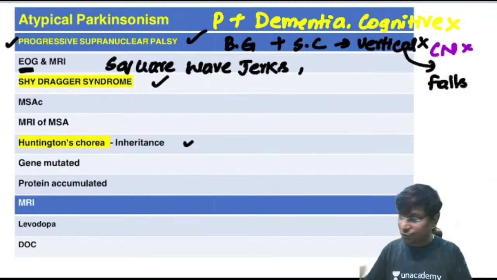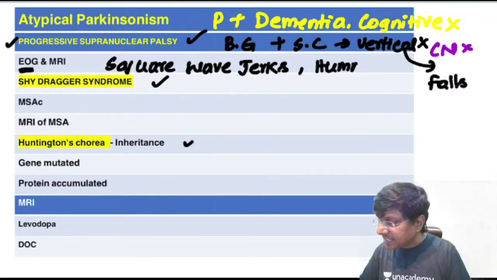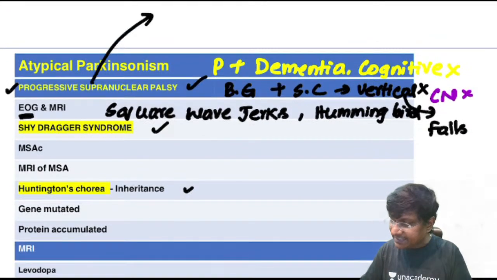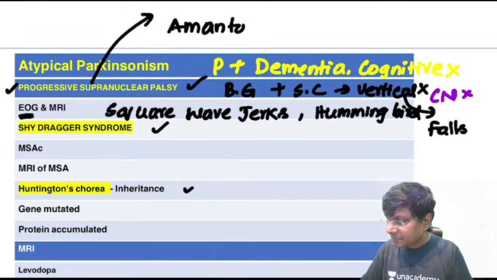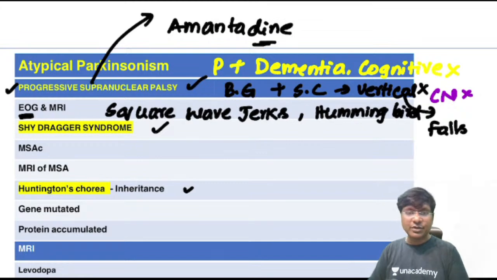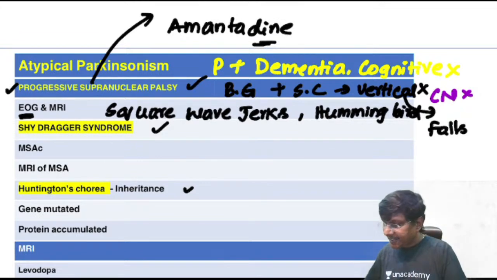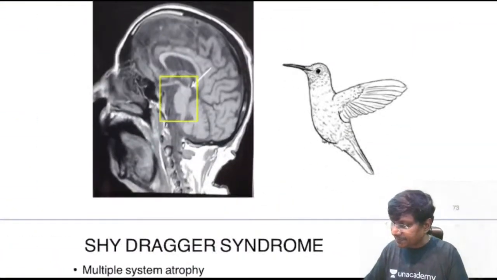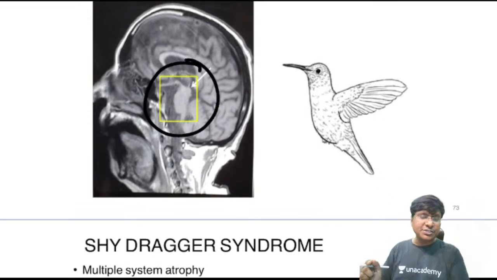Now, what does the MRI show? The MRI shows the characteristic hummingbird appearance, and these patients with progressive supranuclear palsy have a poor response to levodopa. So the treatment that you can give is amantadine. Amantadine is helpful, and let me just show you this hummingbird sign. This is the hummingbird appearance, where you have degeneration of the basal ganglia as well as the superior colliculus.